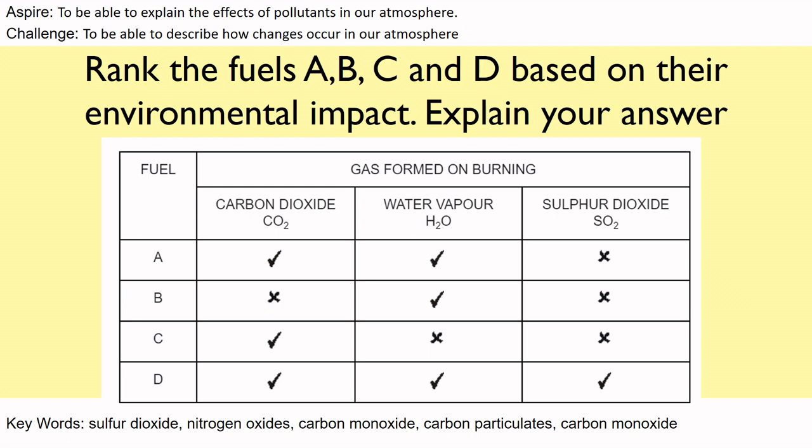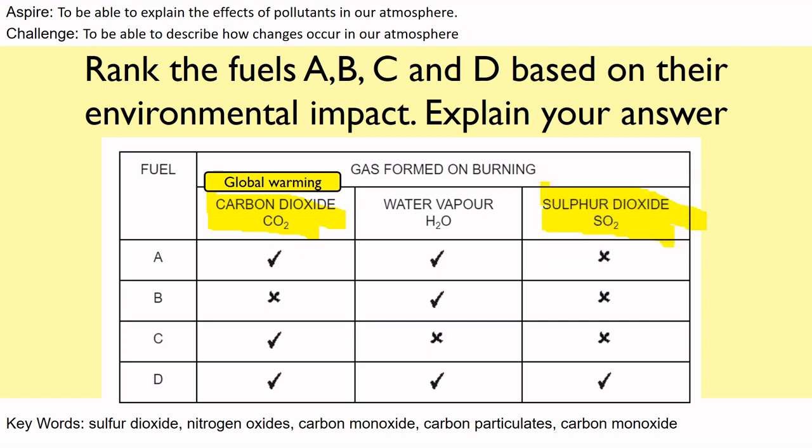So here's our question. Rank the fuels A, B, C and D based on their environmental impact. Explain your answer. So if I look at what information we've got in the table first, the first thing that I'm looking at is carbon dioxide. Now, I would make a note on this. What does carbon dioxide cause? Global warming. So if one of those fuels is giving out carbon dioxide, it's going to be linked to global warming. We've got water vapour, which is relatively safe.